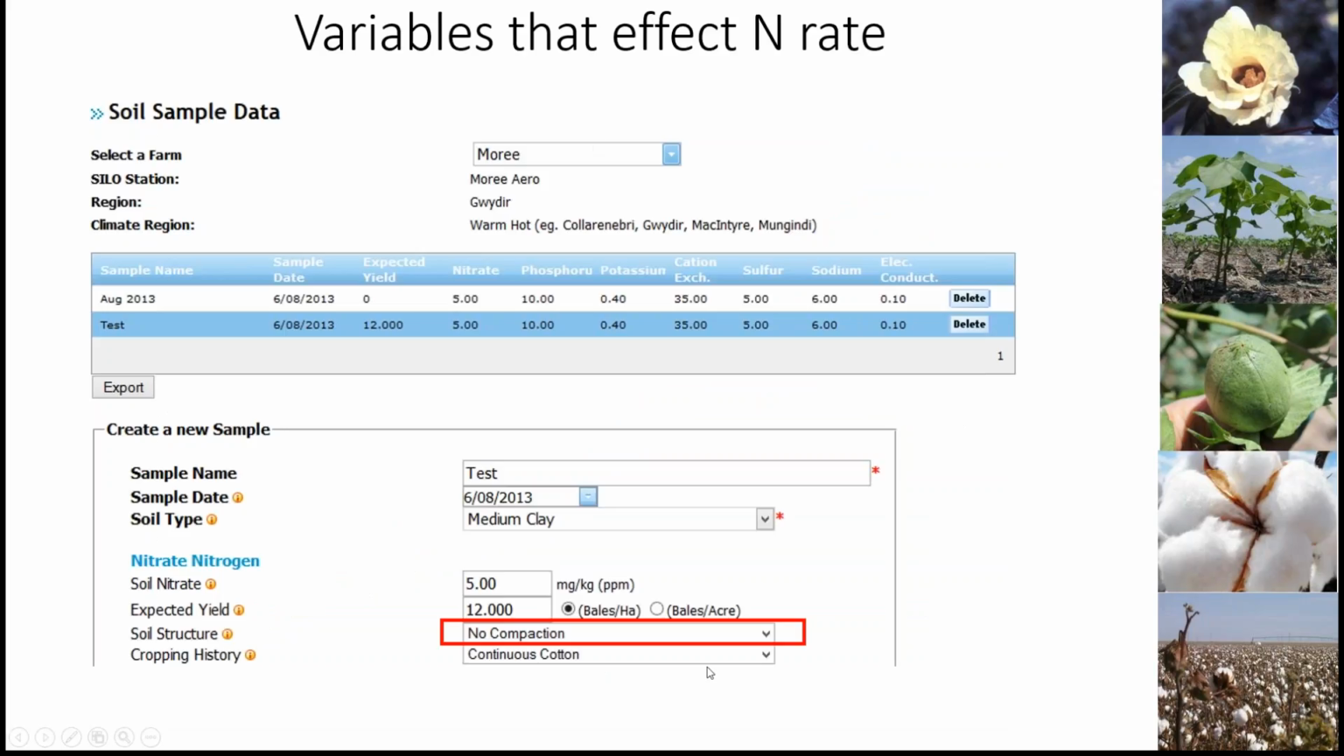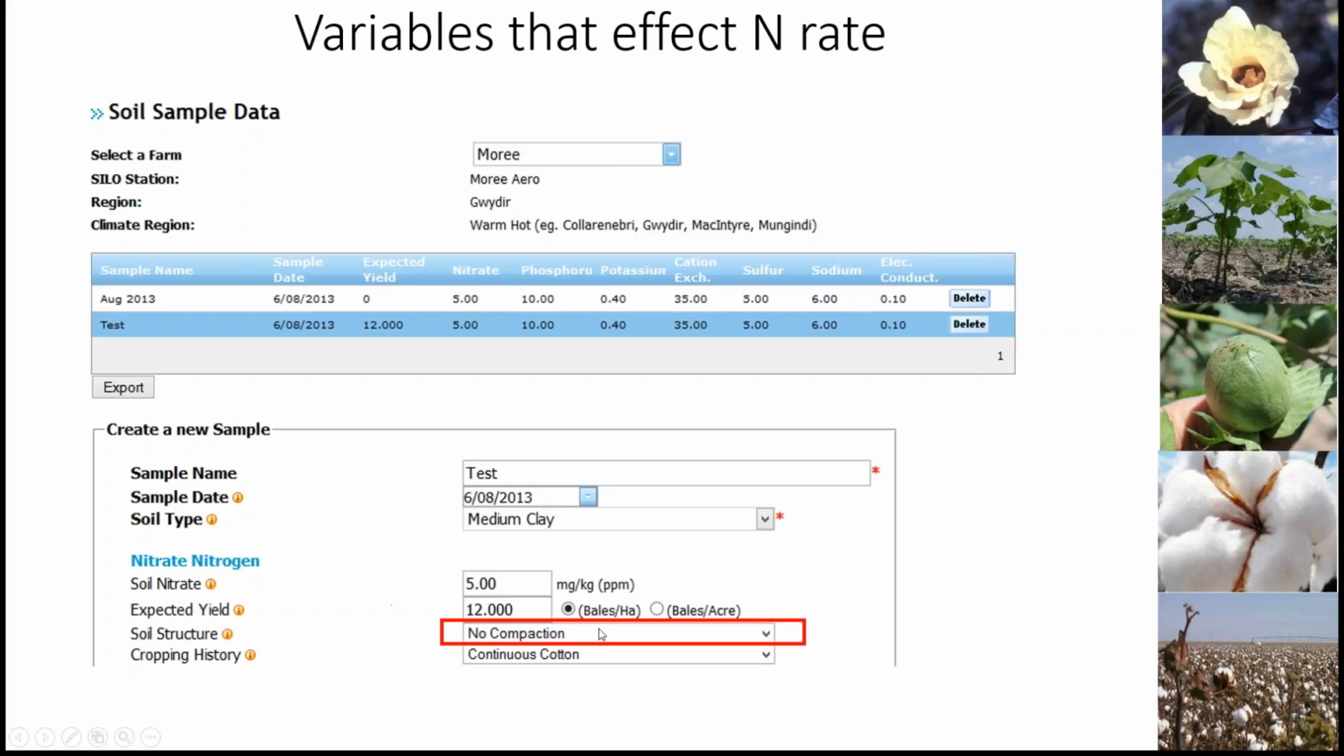Another variable is the soil structure. So if you come in and use the decision support, you'll see that there's a factor of compaction in there. Obviously, the first thing you need to do if you do have compaction is adjust the yield to something that you can possibly grow with the compaction that's inherent. Trying to overcome compaction with nitrogen doesn't work. It just drives your efficiency down, your emissions up, and you achieve a lower yield anyway.